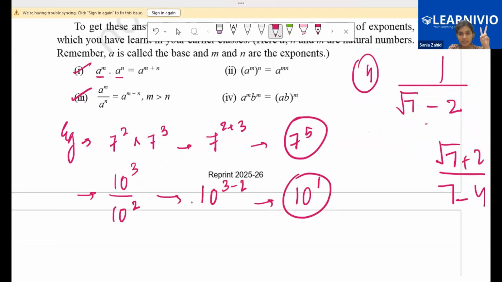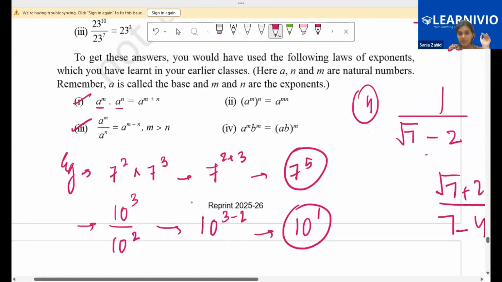Okay. So same base, different powers multiply, so you add the powers. Same base, different powers division, so you subtract the powers. Okay, you do not add them. You subtract them.